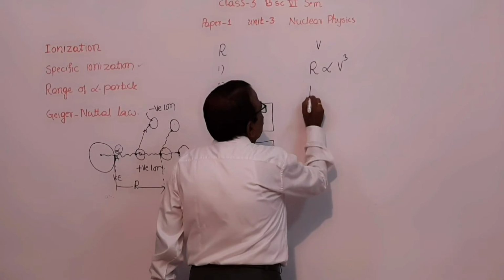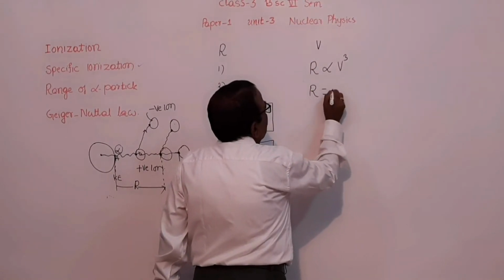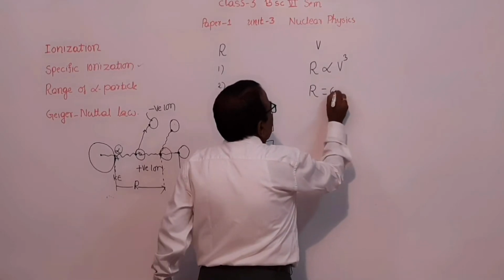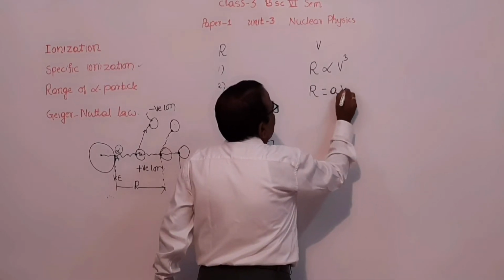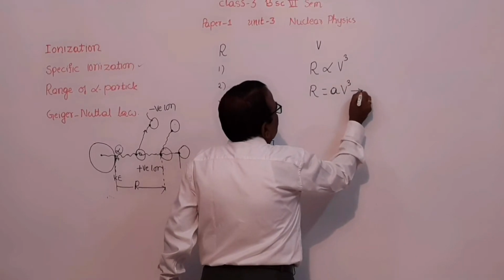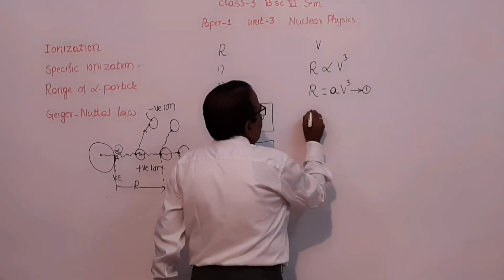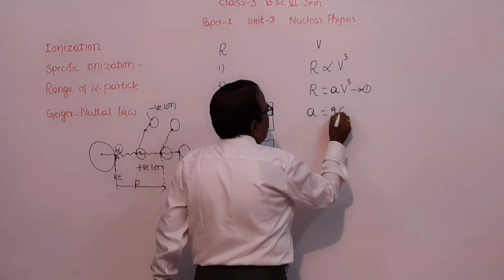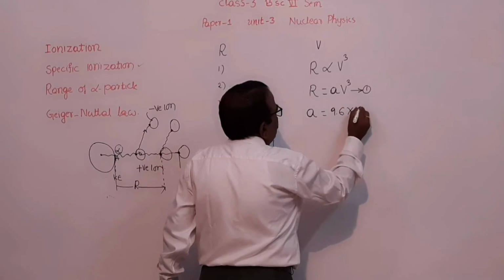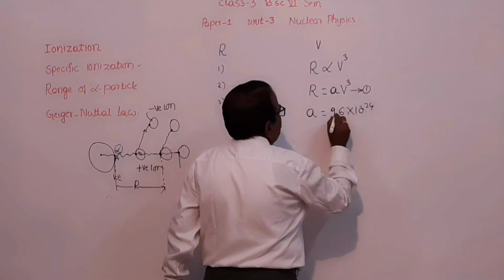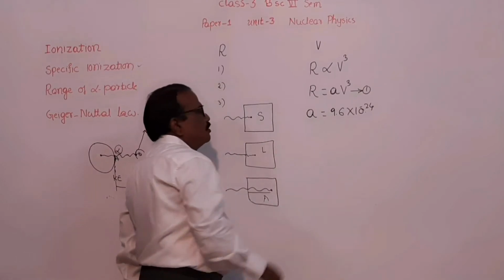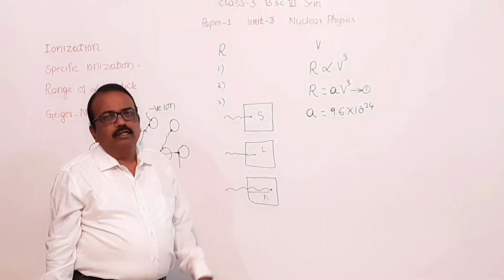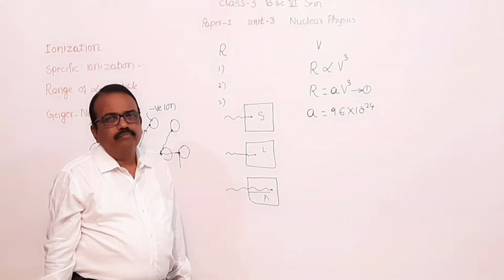Or this is R is equal to some constant A into V raised to cube. Call this equation as 1, where A is constant of proportionality. The value of A is 9.6 into 10 raised to minus 24. Then this equation 1 gives the relation between the range and velocity of the alpha particle.